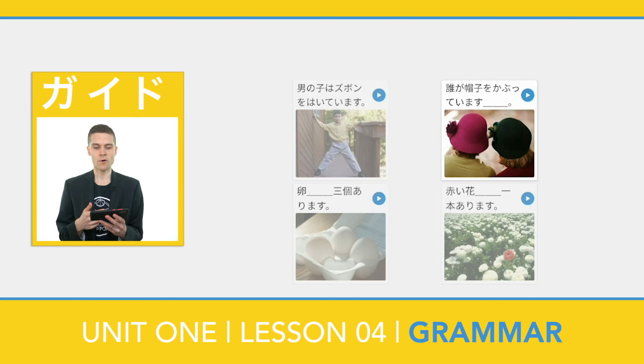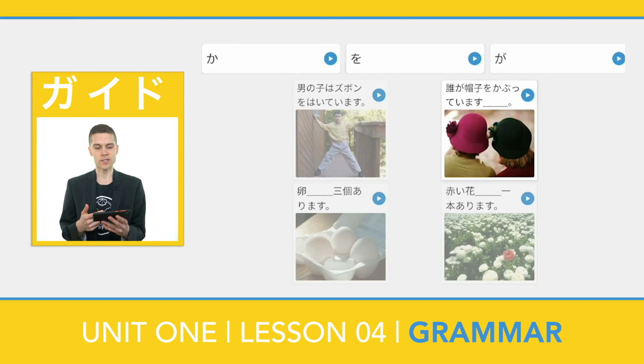Dare ga boshi wo kabutte imasu. So this one is asking who is wearing hats. Dare ga, who, and then boshi wo, boshi, the object hats, followed by the wo particle. Kabutte, the term for wearing something on your head, basically. So kabutte wo. And then it says kabutte imasu. And then this is a question, so we end it with ka.